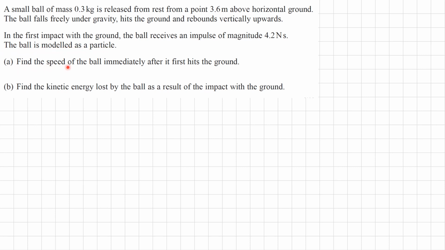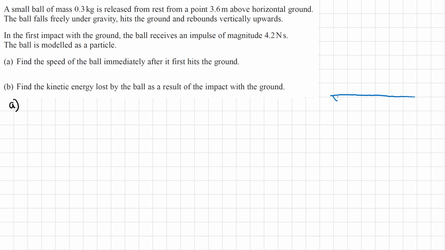Part A, find the speed of the ball immediately after it first hits the ground. So to do part A, it's going to require two separate calculations. The first calculation is going to be to find the speed that the ball hits the ground, and then use that speed to work out the speed that it rebounds from the ground by using the impulse. Let's draw a diagram so we can see what's going on.